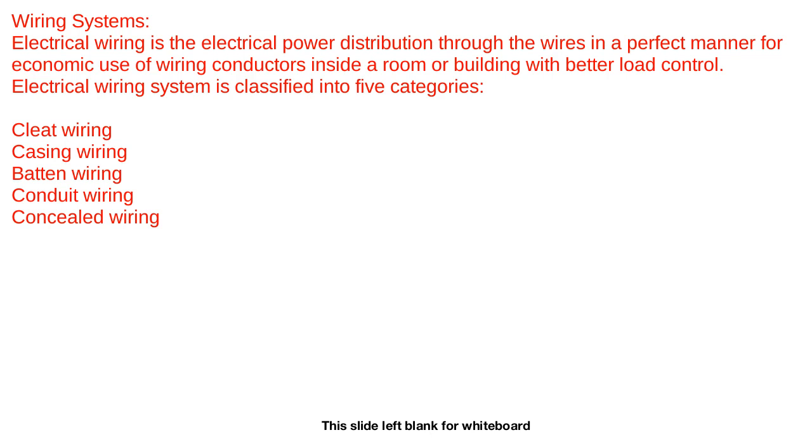Then the other category that you're going to look at is the concealed wiring. As the name suggests, with this type of wiring, you'll have your wiring concealed under the surface or inside the walls. So those are the five major categories of the wiring systems. We have said cleat, casing, button, conduit, and concealed. So we might need to start with the cleat wiring.